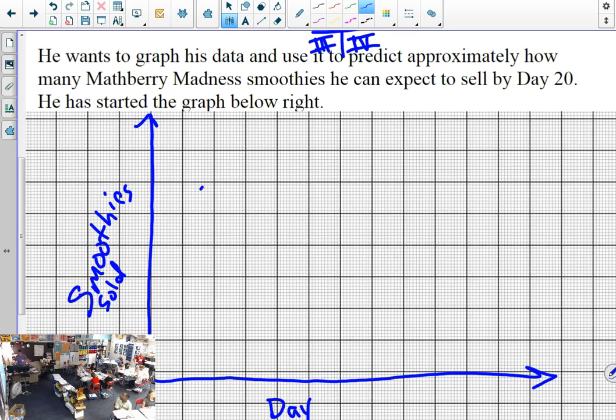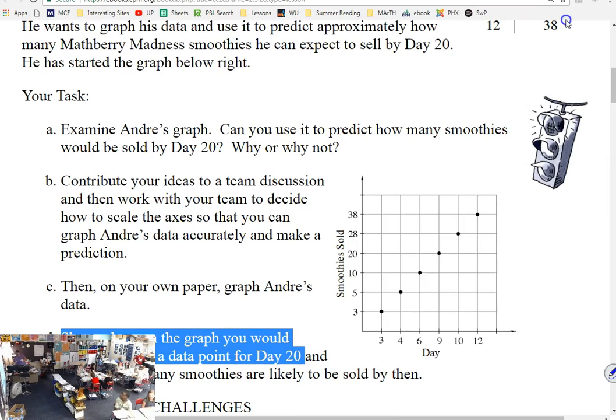I'll slide that down on the TV, for those of us who are visually impaired. Show where on the graph you would expect to place a data point for day 20.